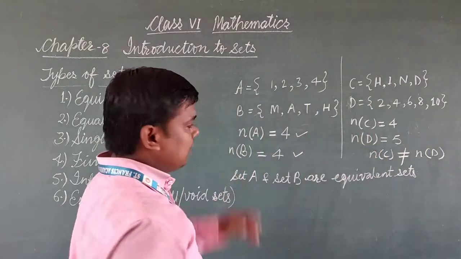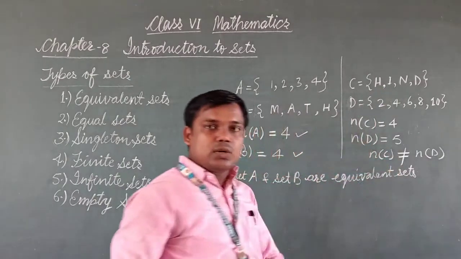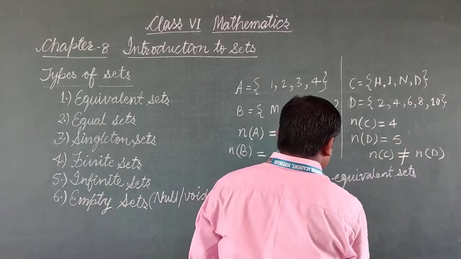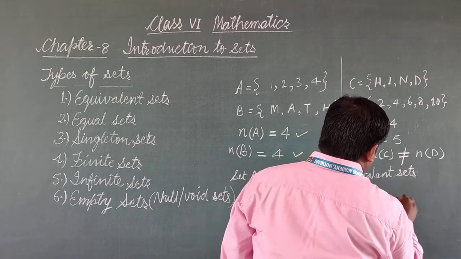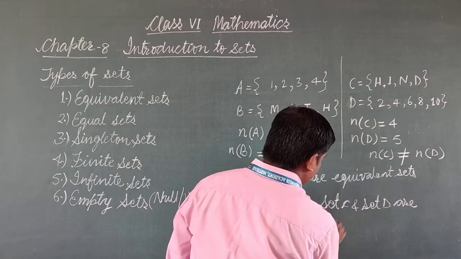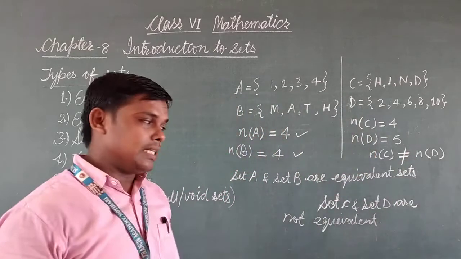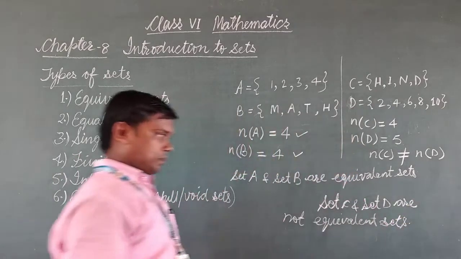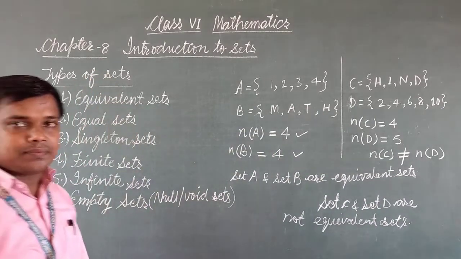In the previous case, both were equal, so those two are equivalent sets. And in this case, the cardinal number of set C is not equal to the cardinal number of set D. Therefore, set C and set D are not equivalent sets. I hope you understood equivalent sets.